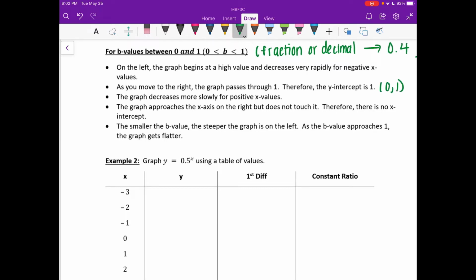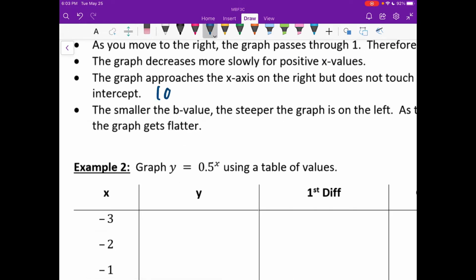The graph decreases more slowly for the positive x values. So it'll start off decreasing rapidly and then it'll just kind of even off. So instead of going off like this and shooting up, it'll kind of drop all of a sudden and then even off. The graph approaches the x-axis on the right, but it doesn't touch it. Same thing. There's no x-intercept. That's an asymptote.